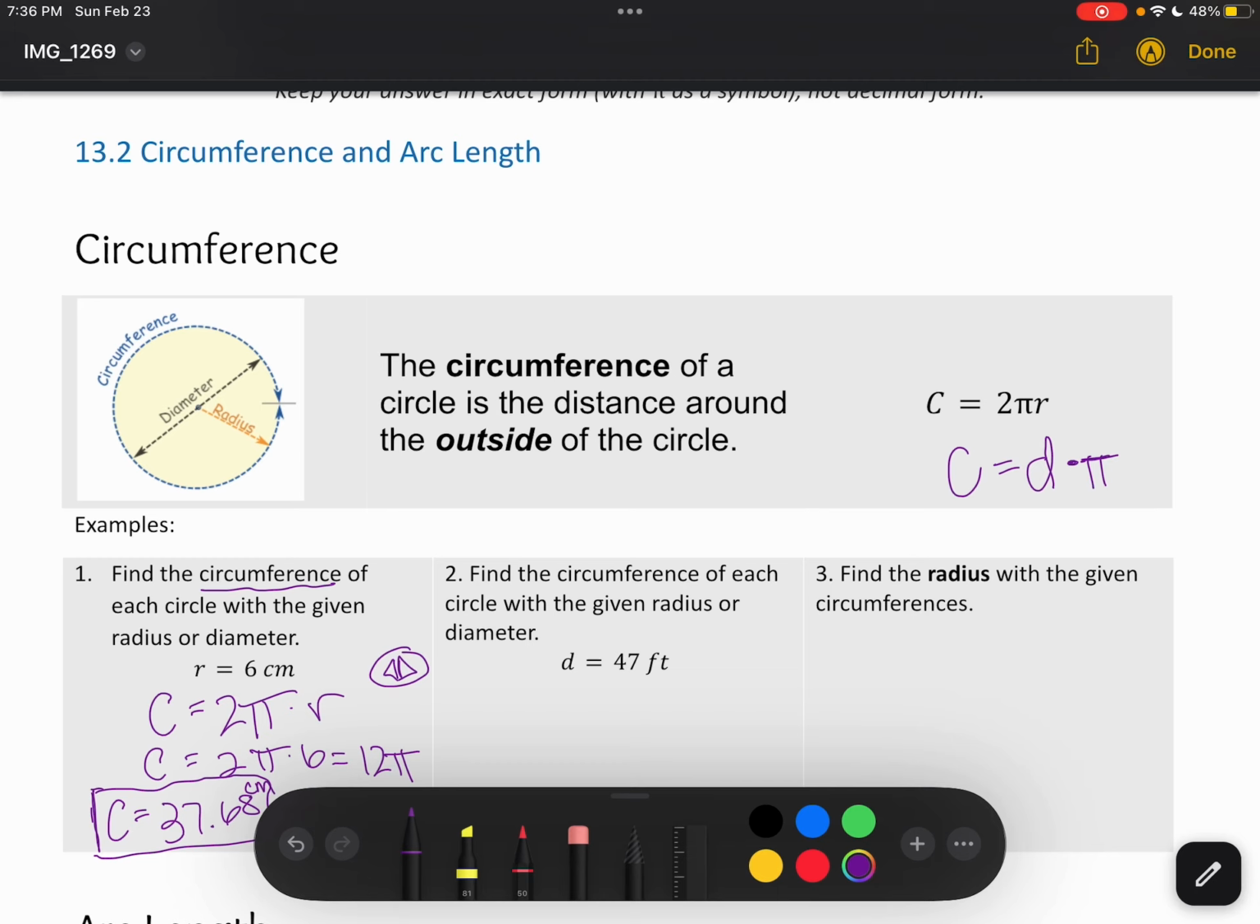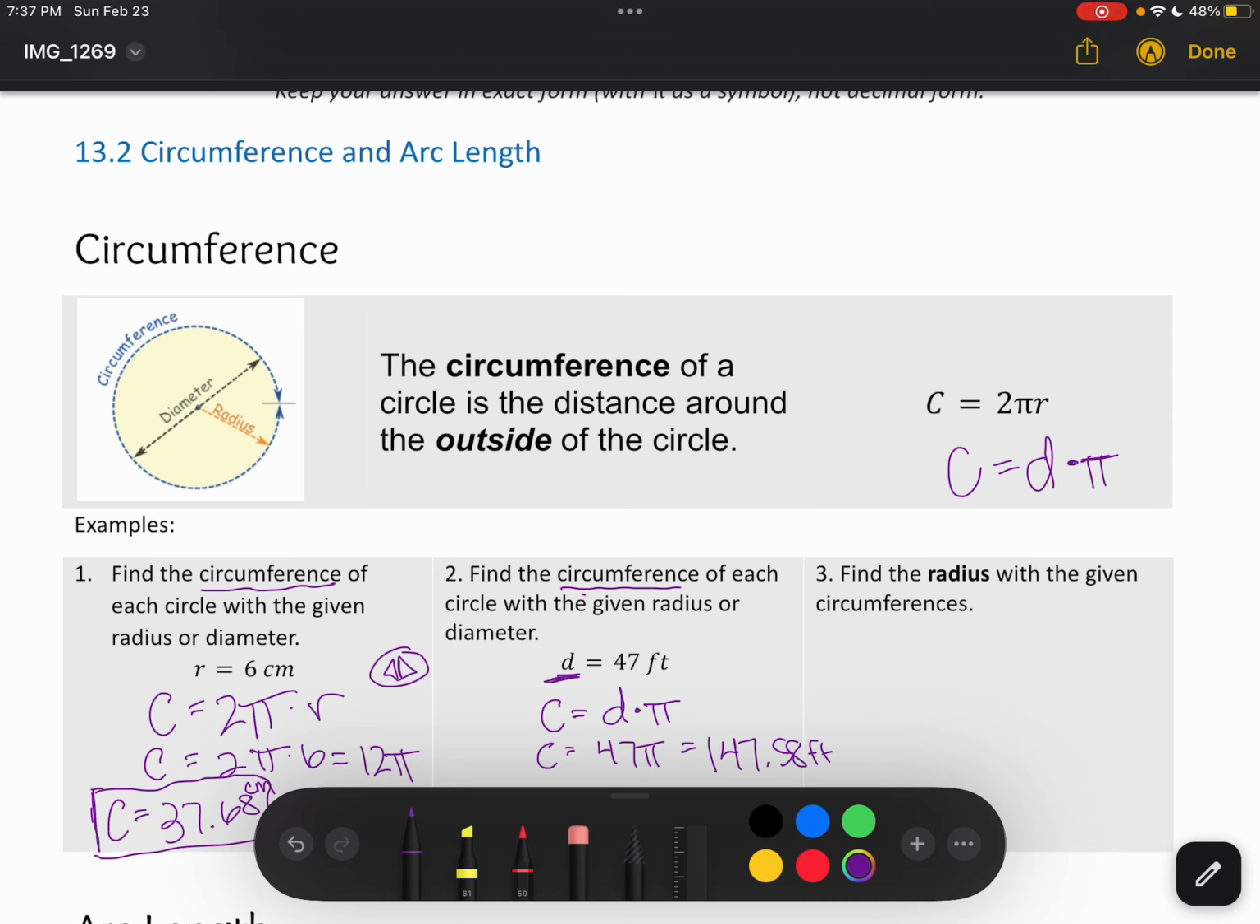So the next one says find the circumference of each circle with the given radius or diameter, but this one is in diameter, so we're going to use our second formula. C equals the diameter times pi. So we plug in our numbers. The circumference is 47 pi, which is approximately 147.58 feet. So again, on my calculator, it uses an estimator of 3.14, but you can go ahead and use the pi button on the calculator and use the answers that you are getting.